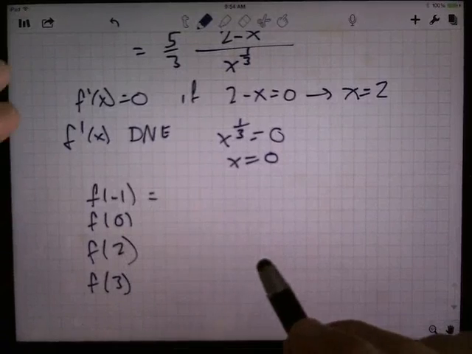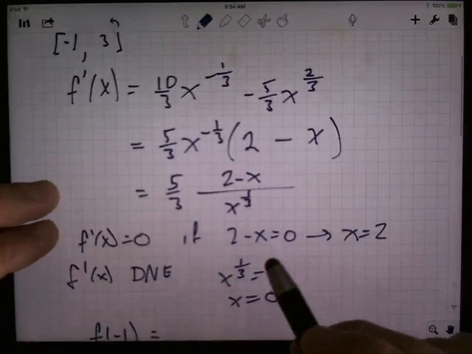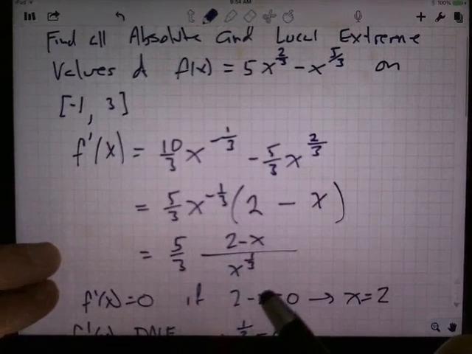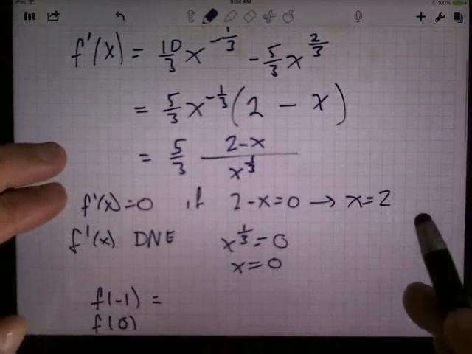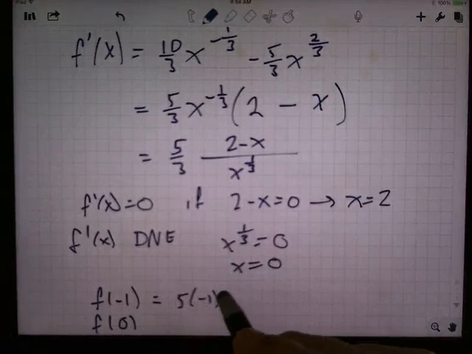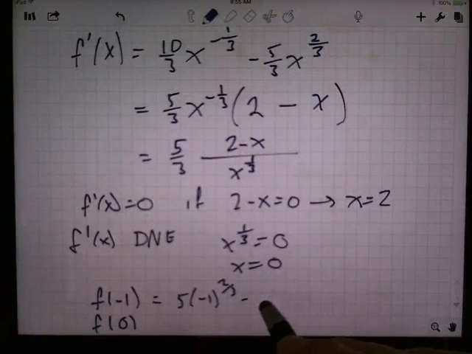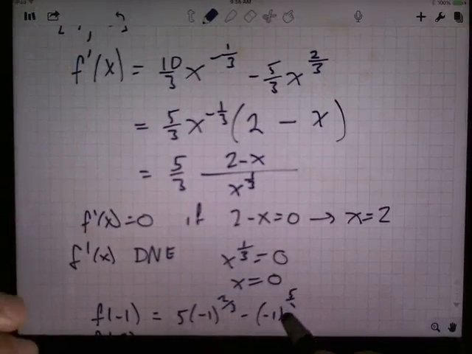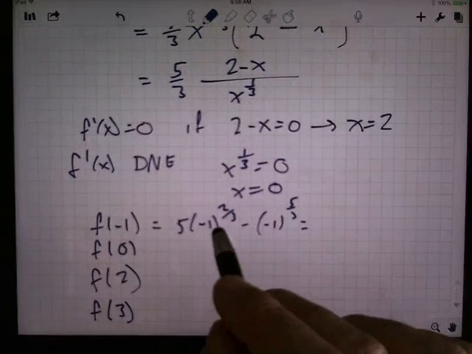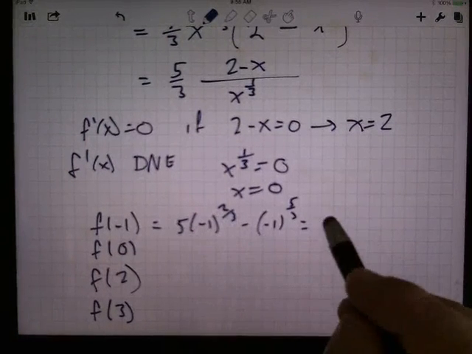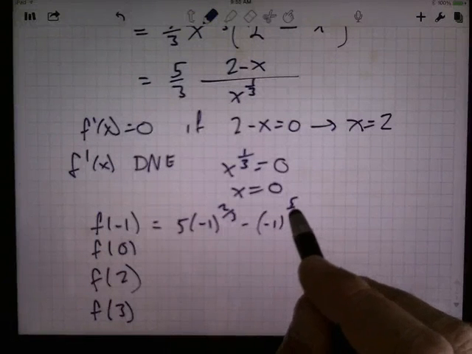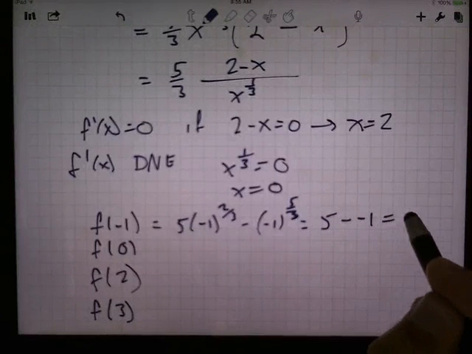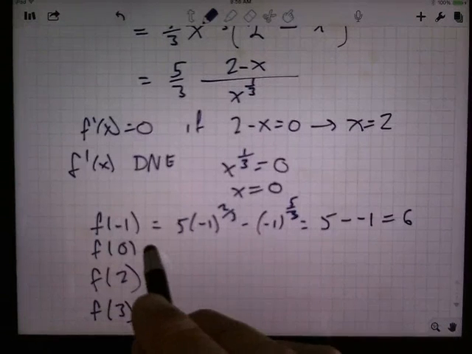And I'm just going to plug those back into my original function, if I can remember what my original function was. Ah, yes, the original function is 5x^(2/3) minus x^(5/3). Okay, so I've got 5 times (-1)^(2/3) minus (-1)^(5/3), which is equal to 5 minus -1. So this is 6.